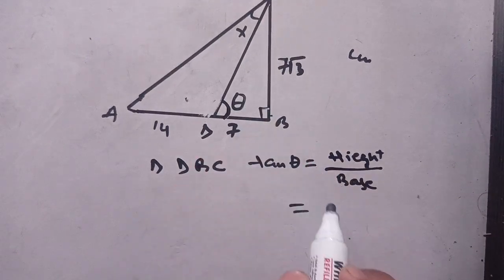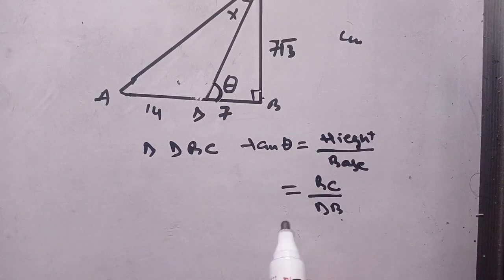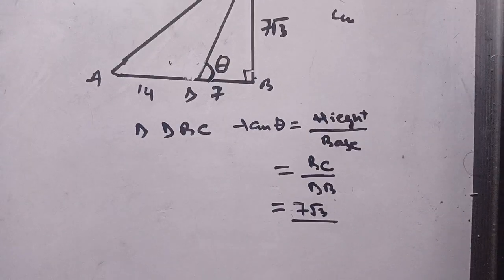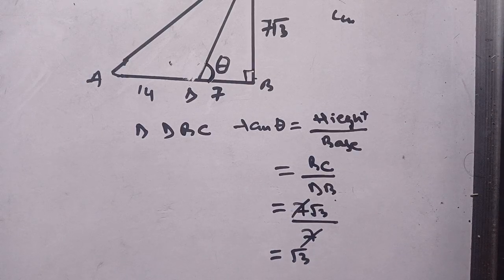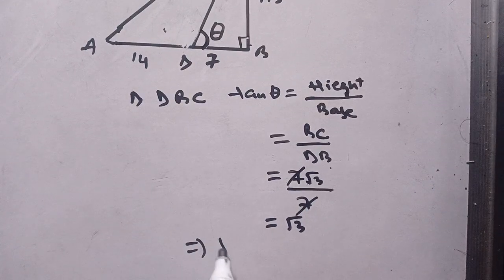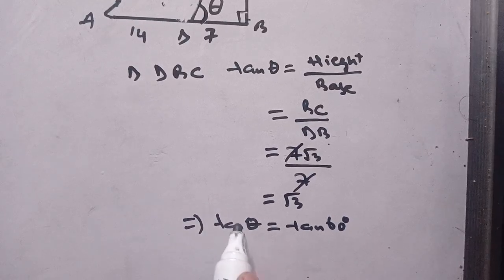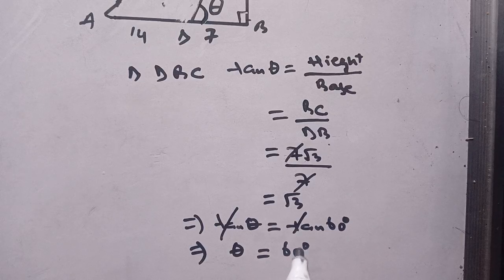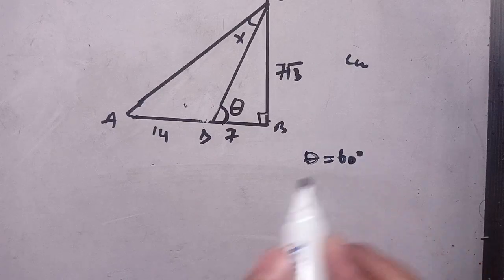Now, here height is BC divided by base DB, which implies BC, it is given, 7 square root of 3 divided by DB is 7. Now we can cancel out this 7 by this 7 and it is equal to square root 3, which implies tan of theta is equal to square root of 3. It is equal to tan of 60 degrees. Now we can cancel out this tan by this tan, which implies theta is equal to 60 degrees. Thus, theta is equal to 60 degrees.